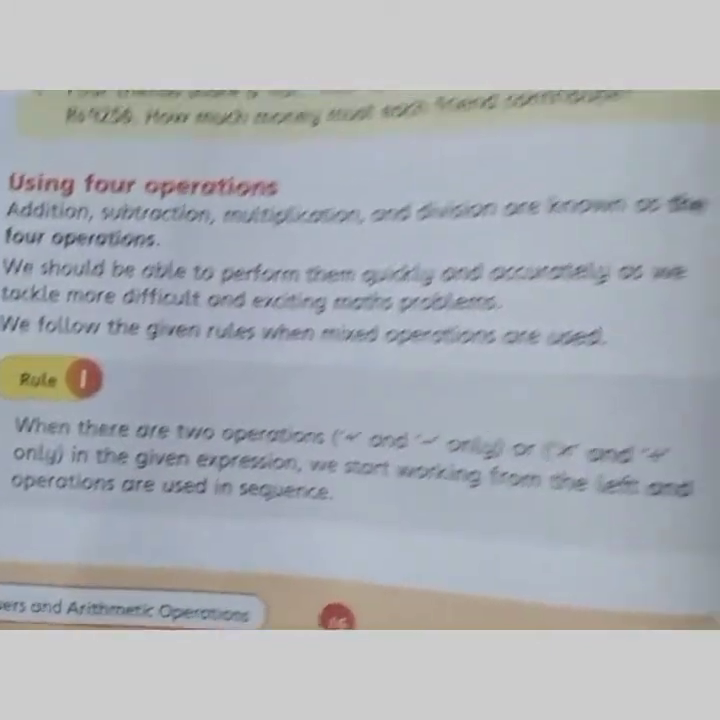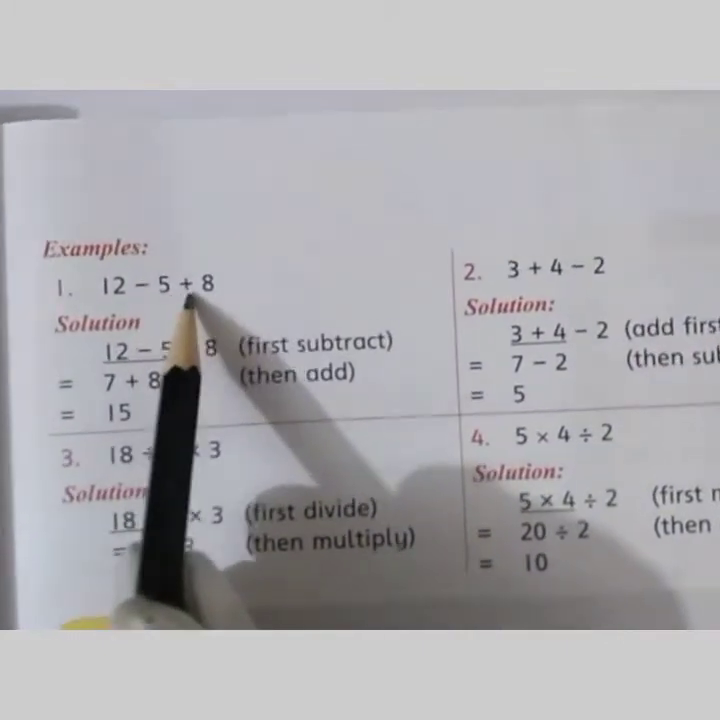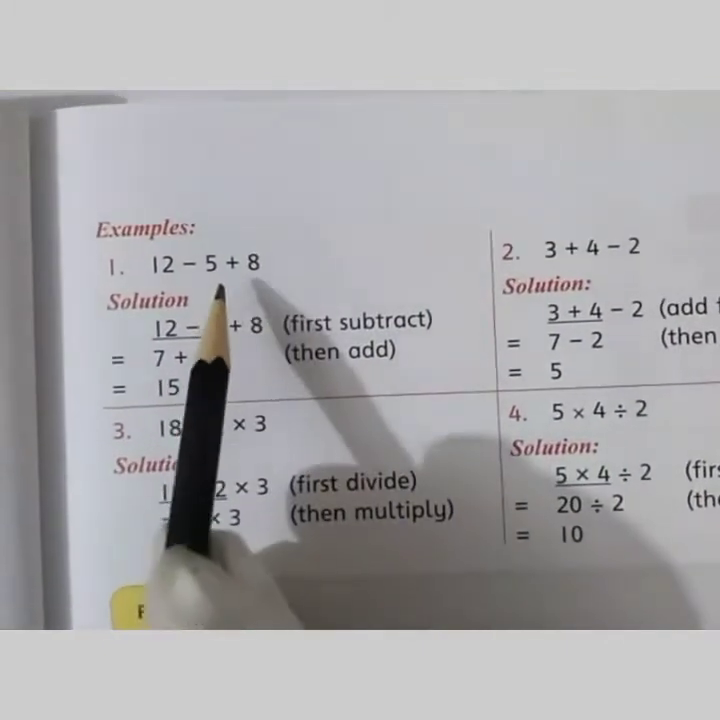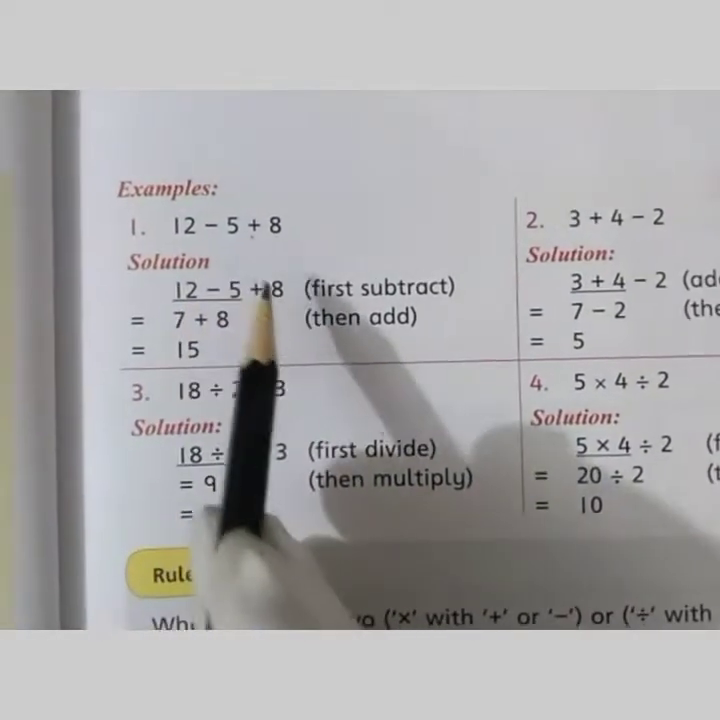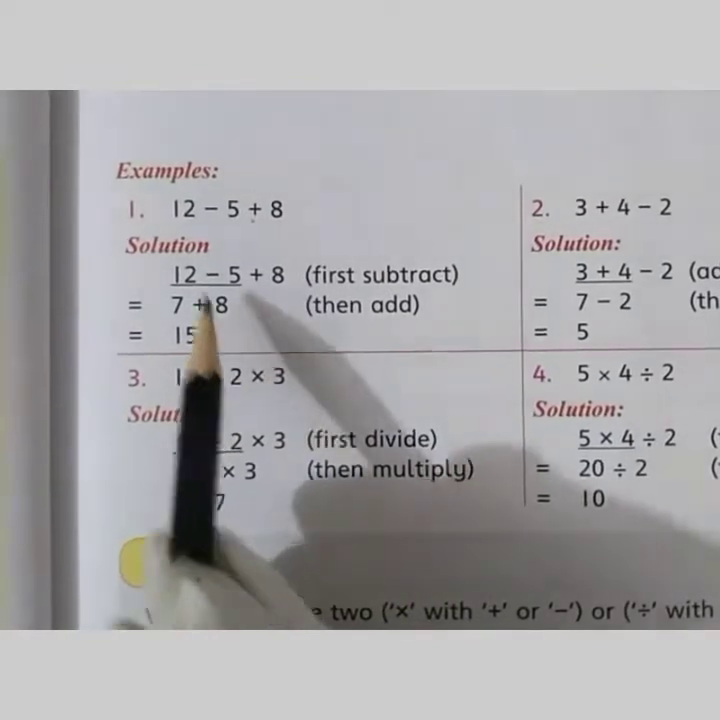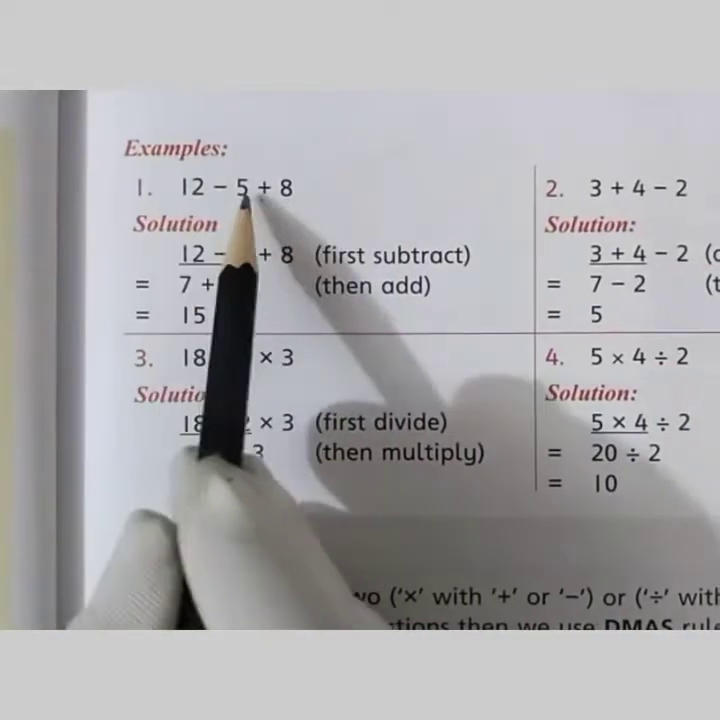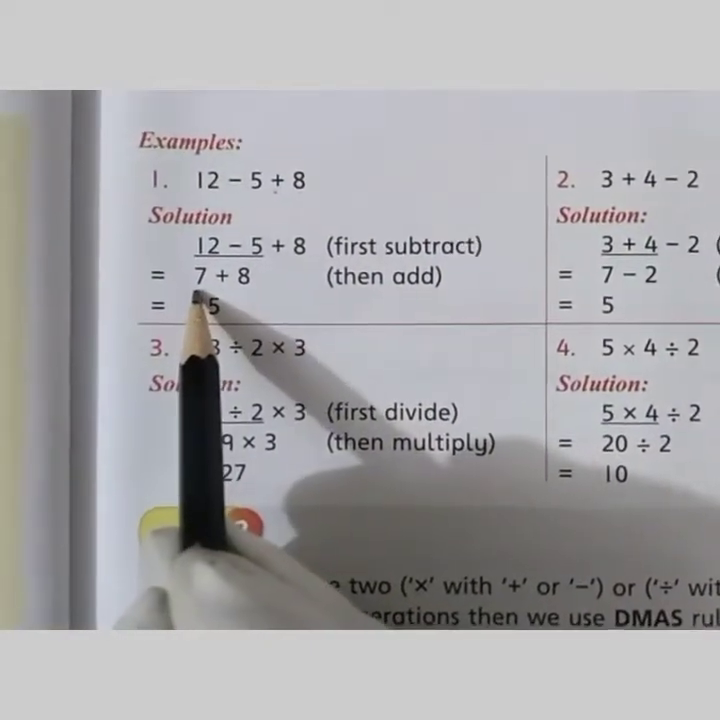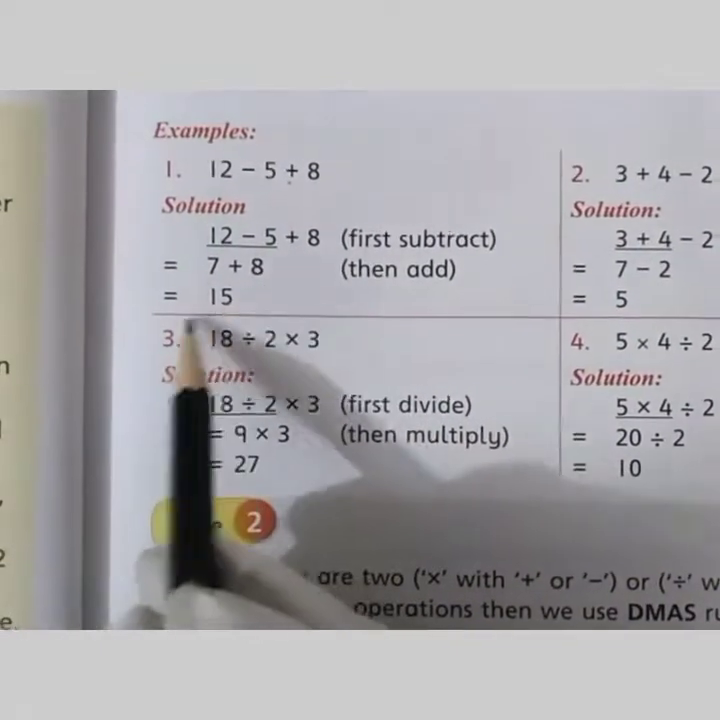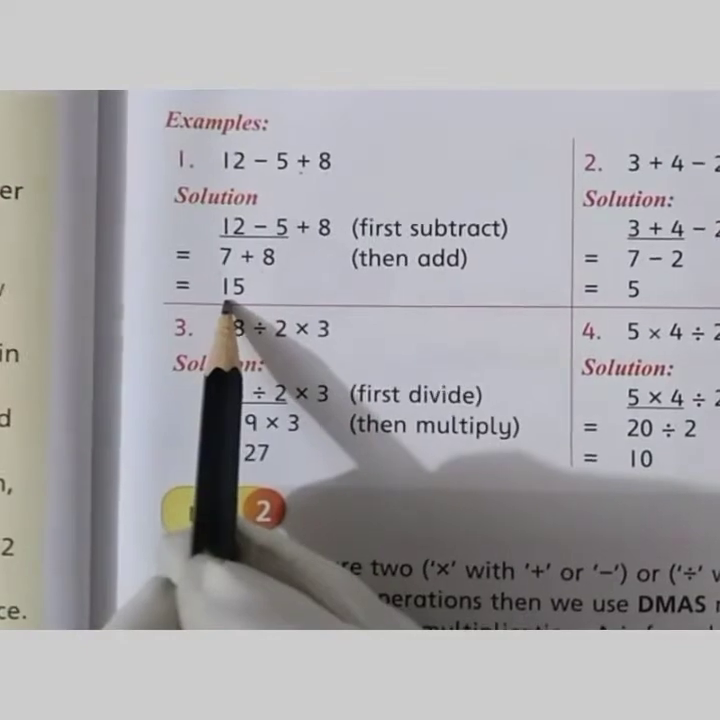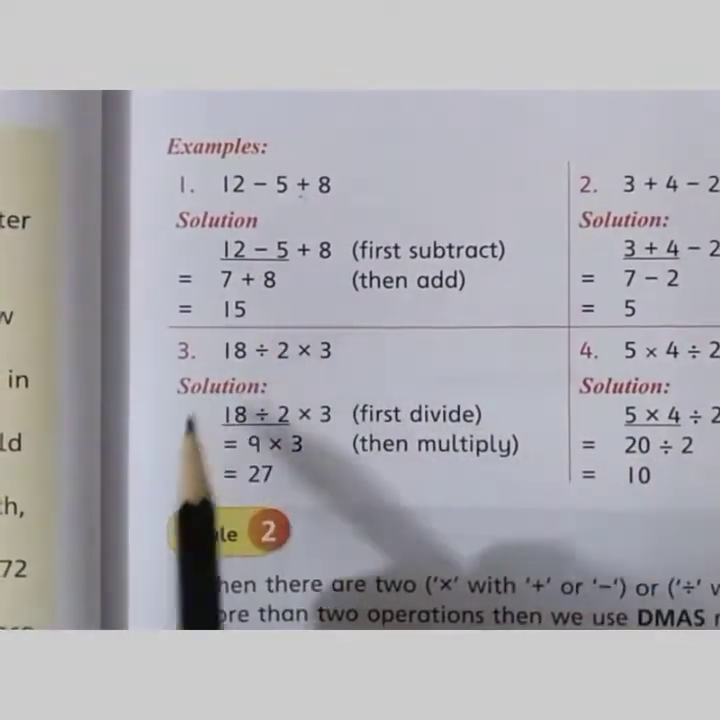What do we have to do? Just look at the example. 12 minus 5 plus 8: we are using 2 operations, addition and subtraction. First, we have to start from the left. 12 minus 5 is 7. Then we add the 8 and the answer is 15. In this way, starting from the left, we use our first rule.